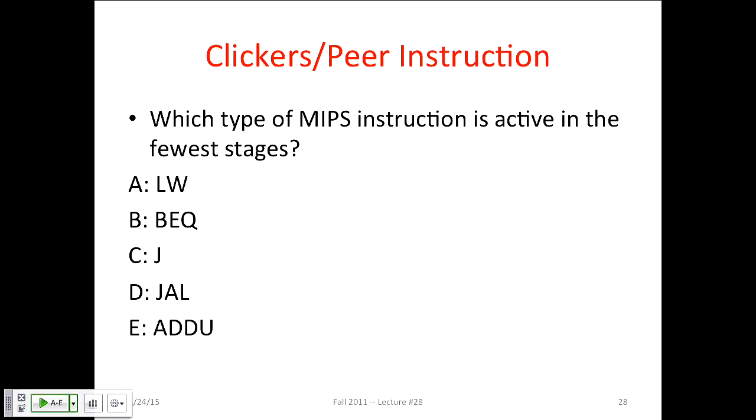Jump and link is similar, except that you actually have to write back the link register address. So that'll take the register write stage as well. And add, as we've seen, also uses the ALU stage. So jump was the right answer in this case.